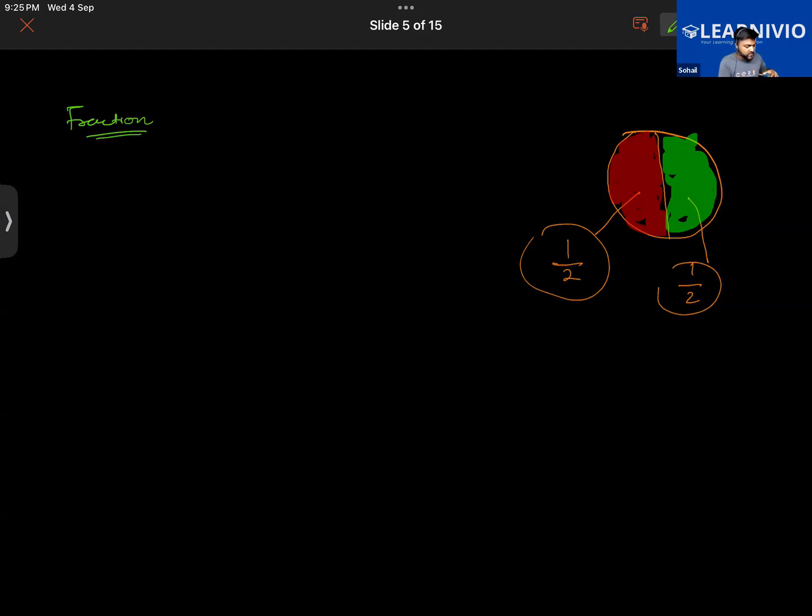Okay. So in the chapter fraction, there are different things you have to learn. Right now we have learned the basic idea about a fraction, what a fraction is. A fraction is made out of two parts. The number above is called the numerator. What do we call this? Numerator.